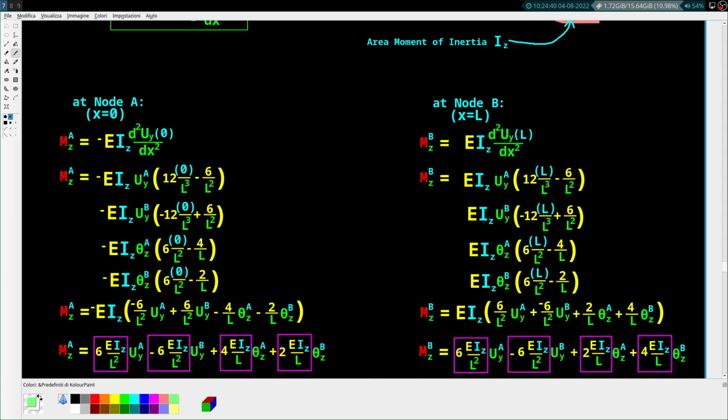You can subtract and add these numbers together because they're both over L squared at this point, and you get a similar proportionality between the moment and the degrees of freedom here.